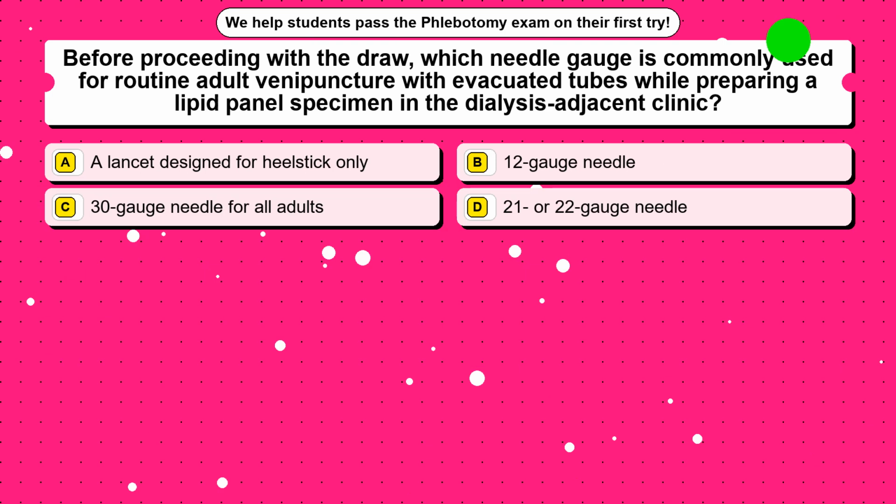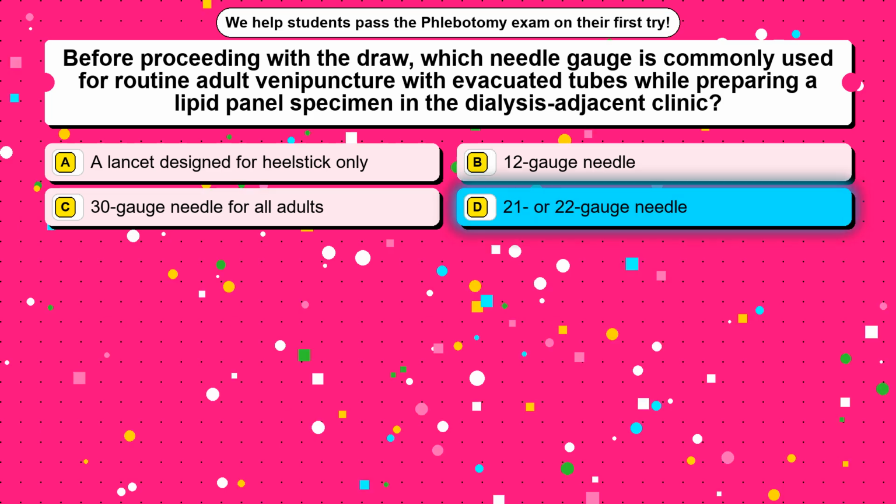Question 12. Before proceeding with the draw, which needle gauge is commonly used for routine adult venipuncture with evacuated tubes while preparing a lipid panel specimen in the dialysis-adjacent clinic? Option A. A lancet designed for heel stick only. Option B. 12-gauge needle. Option C. 30-gauge needle for all adults. Option D. 21 or 22-gauge needle.